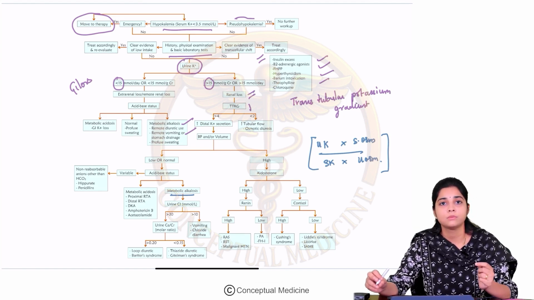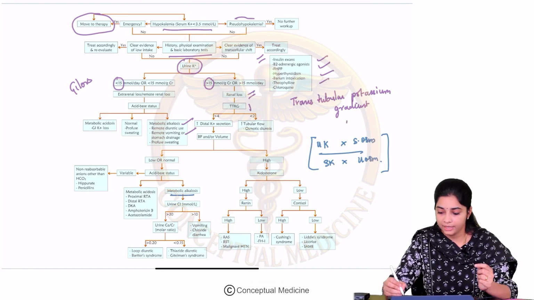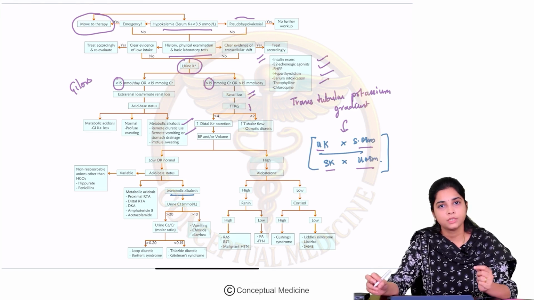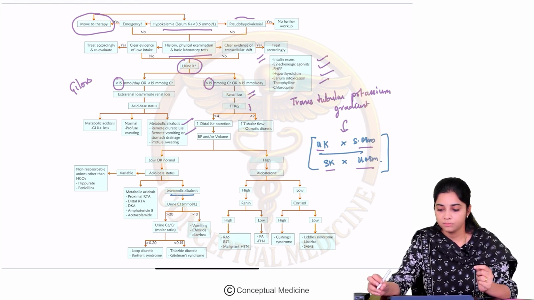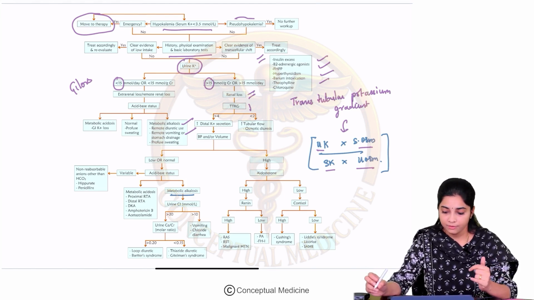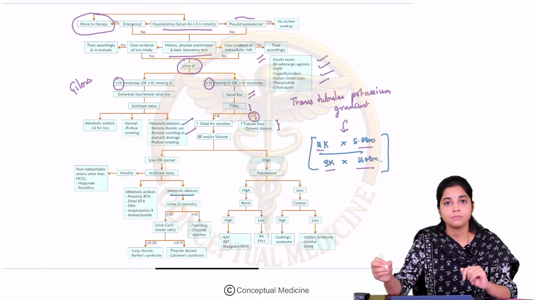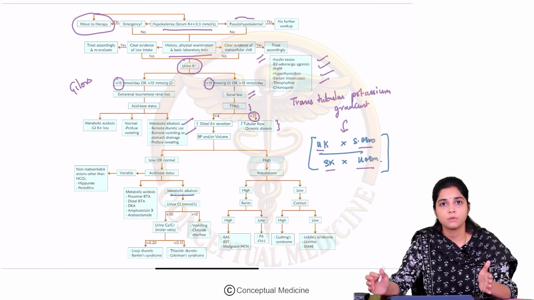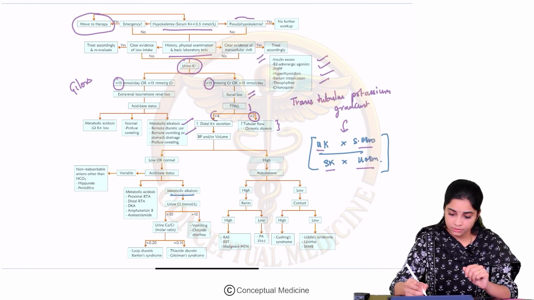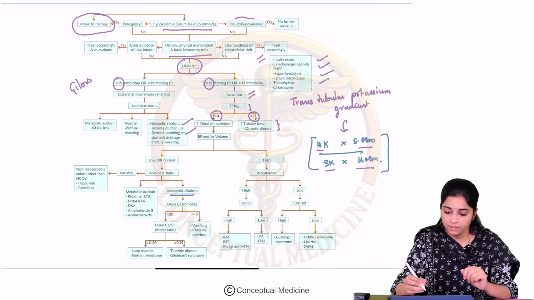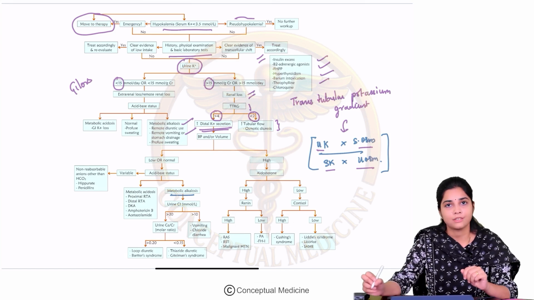So what is this transtubular potassium gradient? This is given by this formula: urinary potassium into serum osmolality by serum potassium into urinary osmolality. So you have to look at the transtubular potassium gradient, which is given by this formula. If the transtubular potassium gradient is low, that means that it is occurring due to increased tubular flow or osmotic diuresis. If the TTKG is more than 4, that means that there is an increased distal potassium secretion.